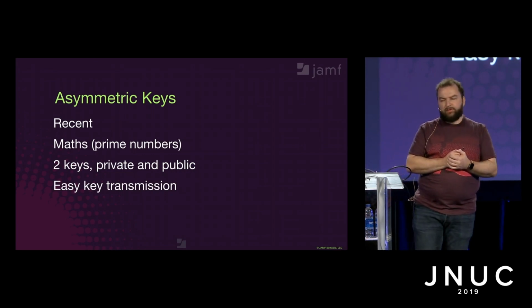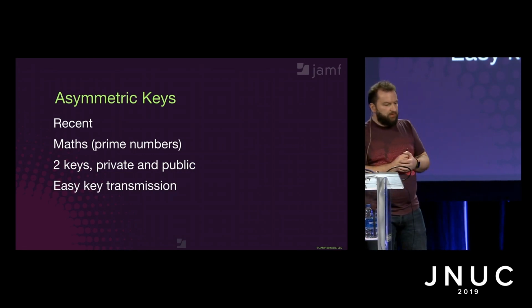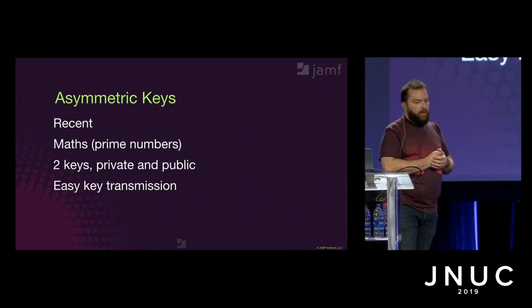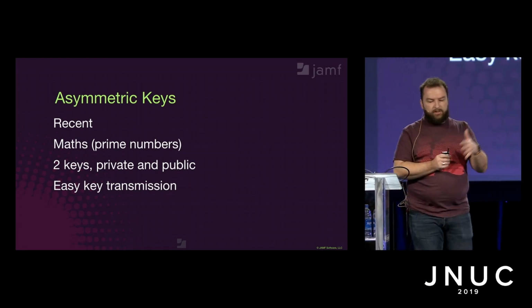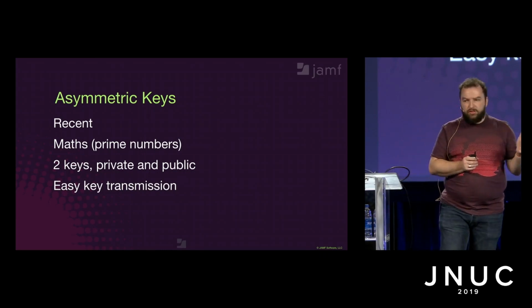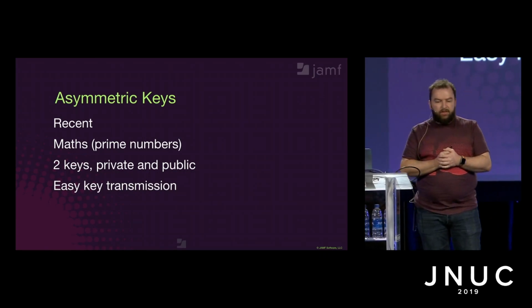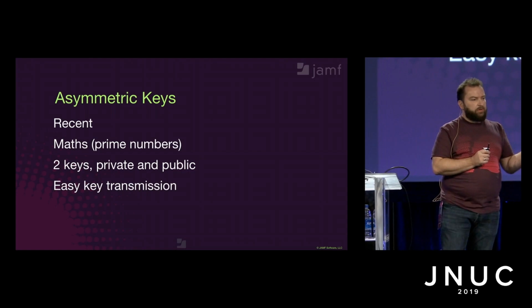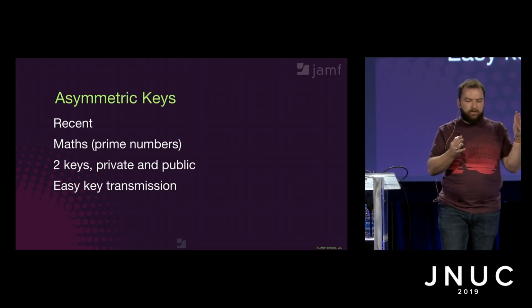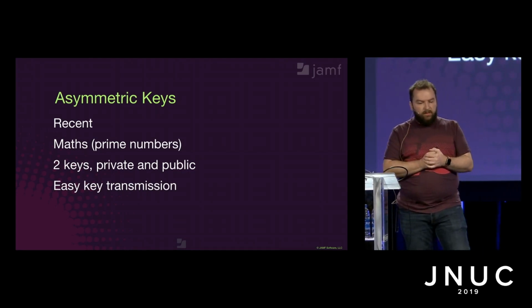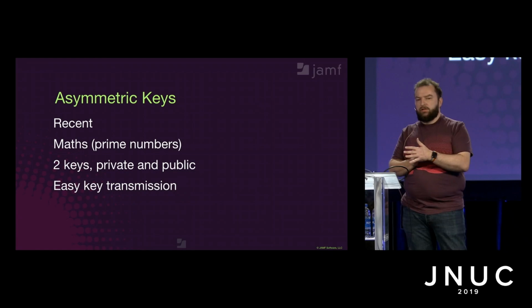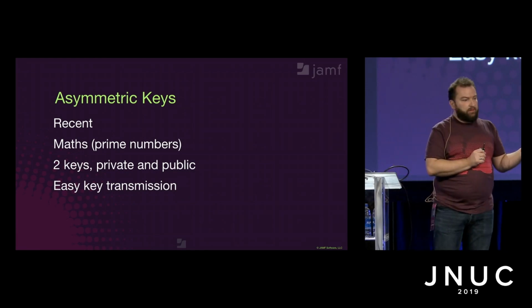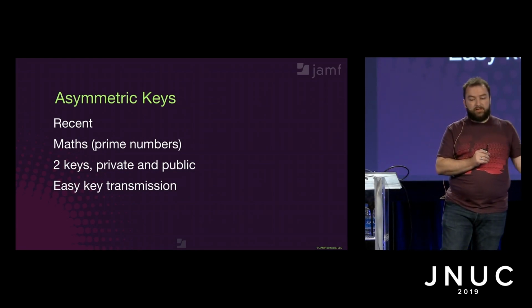So they're more recent, because they're like 40, 45 years old. They're based on mathematics, prime numbers. And you have two keys this time. One that is private, one that is public. And it makes the transmission way more easy, because you can transfer your public key to anyone without being very careful, at least a bit, but not as much as if it was the private one. The thing is that the public key can only encrypt a message, but cannot decrypt it. What can decrypt it is your private key.